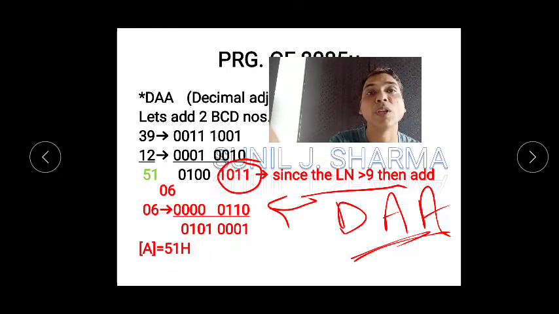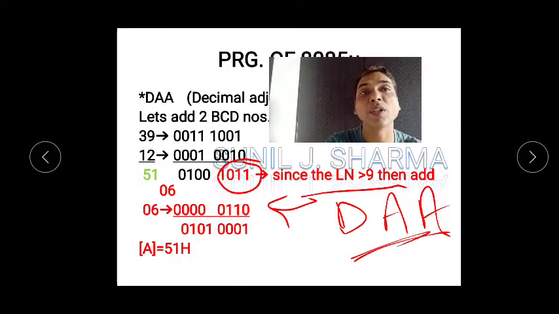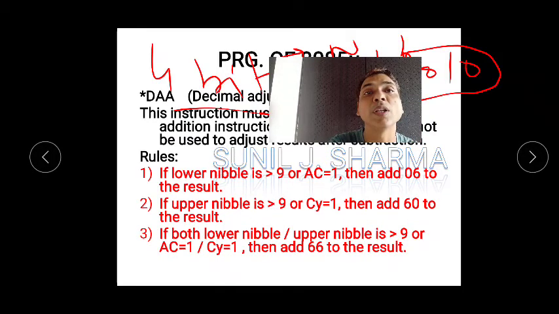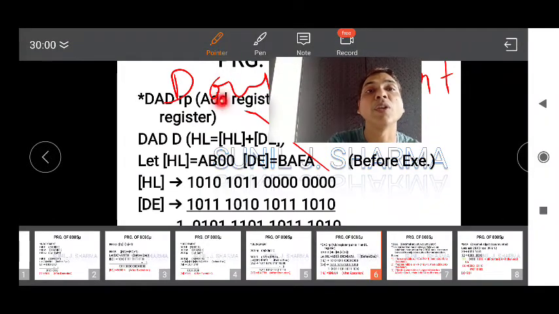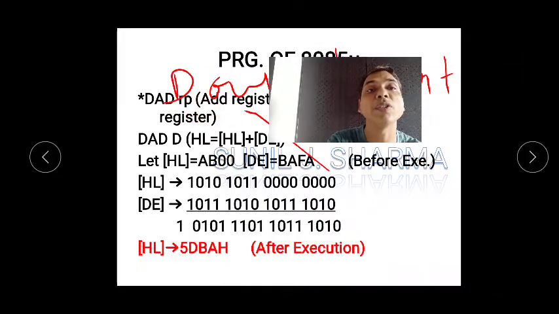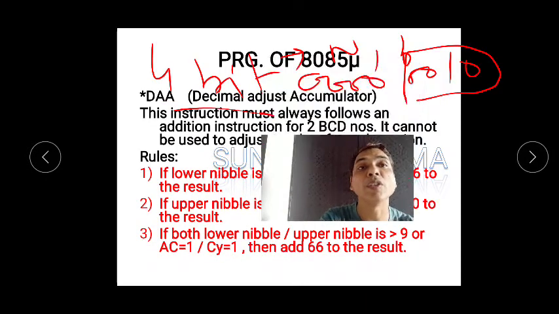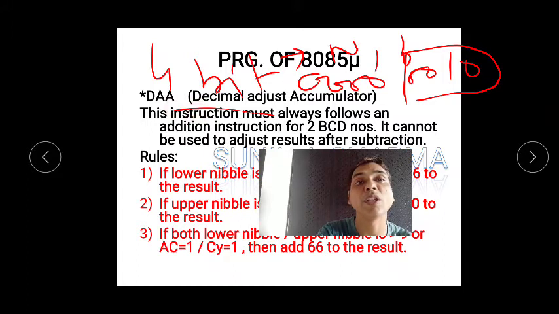So the DAA instruction will give you an indication that you have to add these values and you will get this output. So in this group we have seen increment, decrement, DAD instruction. DAD instruction is very important because it is used for 16-bit addition. Remember that like how we get the answer in the accumulator, same way we get the final answer in the HL pair. This is also a very important instruction, DAA. This is mostly used for BCD instructions.